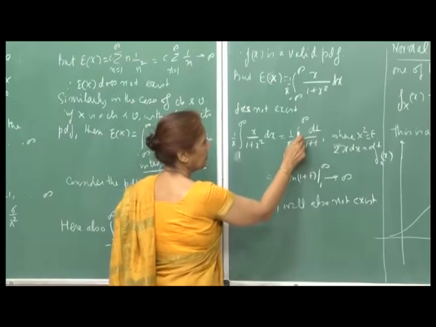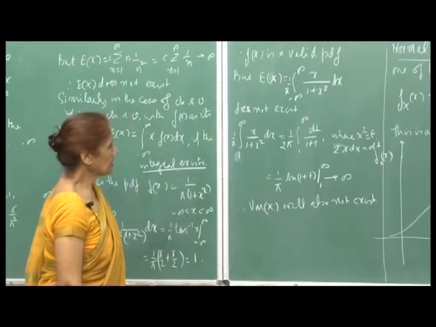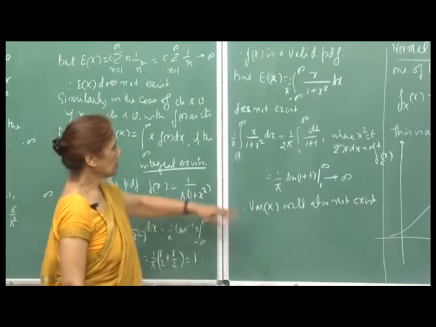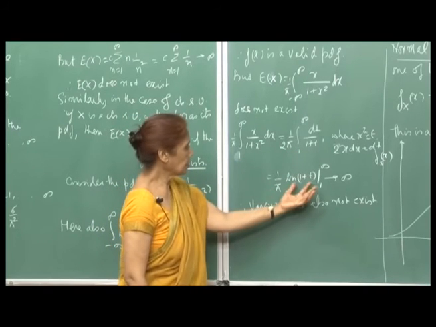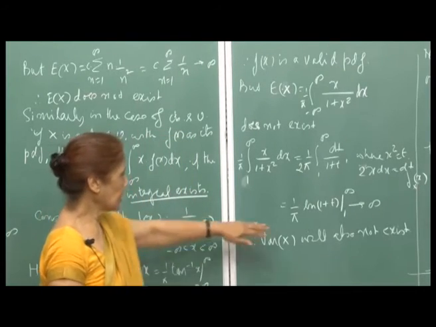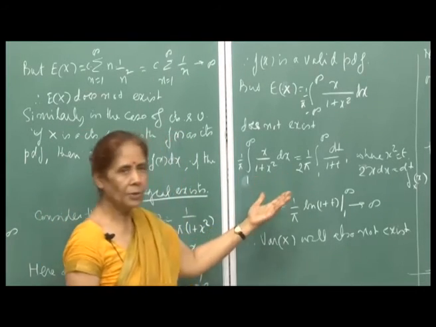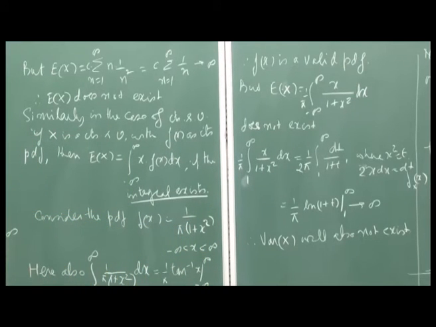So, this will be 1 by 2 here, right. x dx is 1 by 2 dt. And the integral of this is ln(1 + t) from 1 to infinity, and you know that ln of infinity is infinity. Therefore, this integral does not have a finite value. So your expectation does not exist, and hence your variance will also not exist.